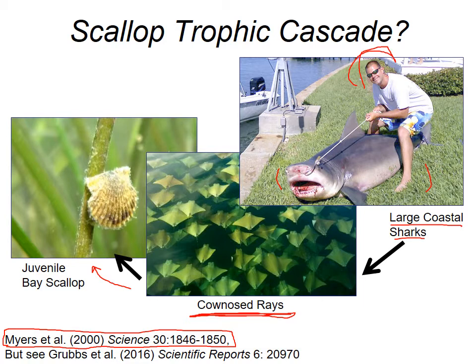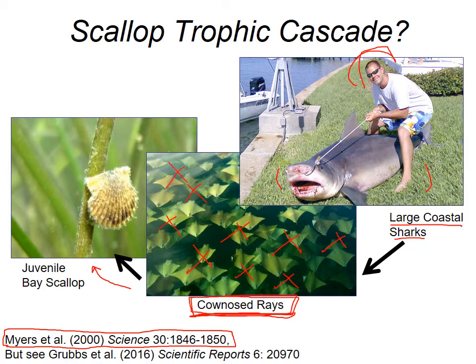So the implication really should be that we need to protect the large coastal sharks. But what people did when this study came out was say, oh my God, the dang cow-nosed rays are killing all of our scallops and oysters. So let's start killing the cow-nosed rays. And so everyone jumped on the bandwagon. They started shooting the things with bows and arrows and trying to come up with recipes for how to cook cow-nosed rays.